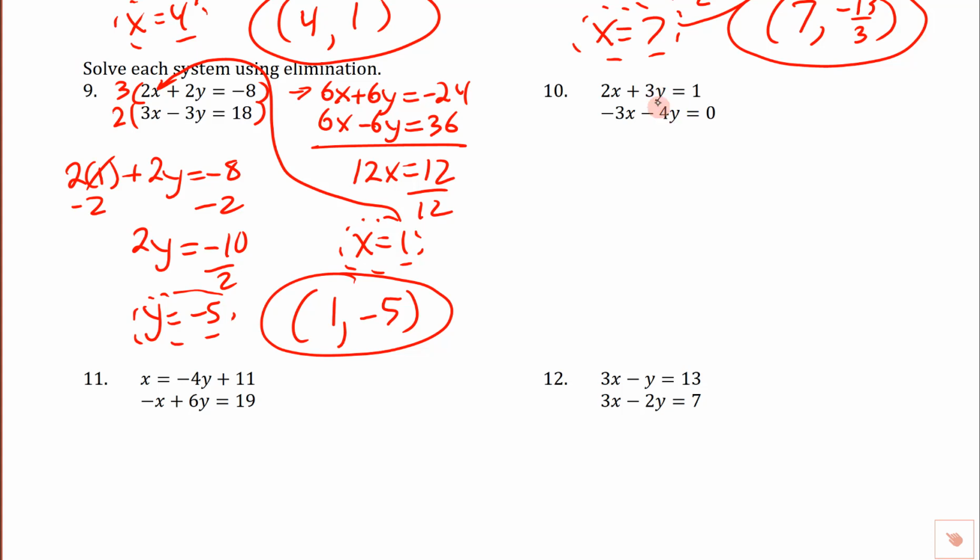We could turn those into 12s, or we could turn these into 6s. Again, it's generally better to keep these smaller. So I'm going to go ahead and multiply this one by 3 and this one by 2. Just happens to work out the same as that one right there. So let's see what we get here.